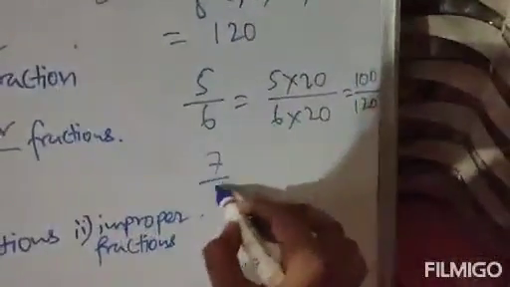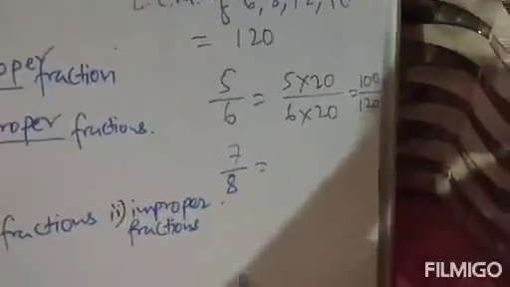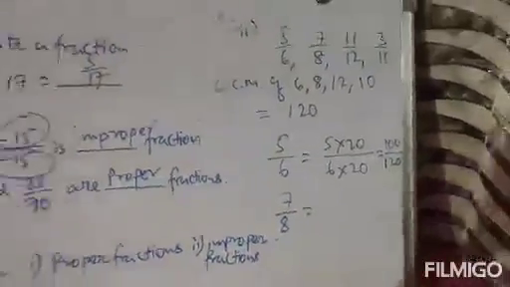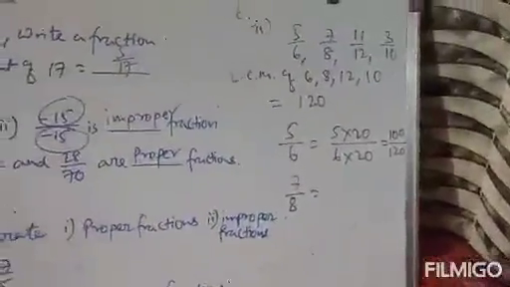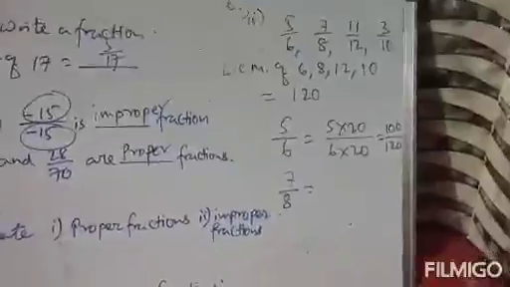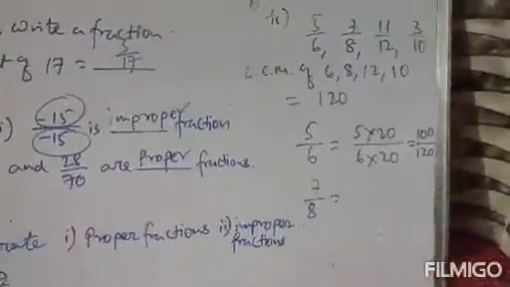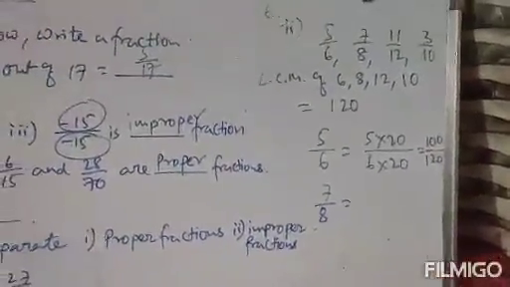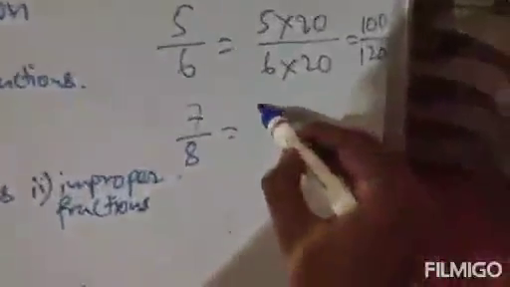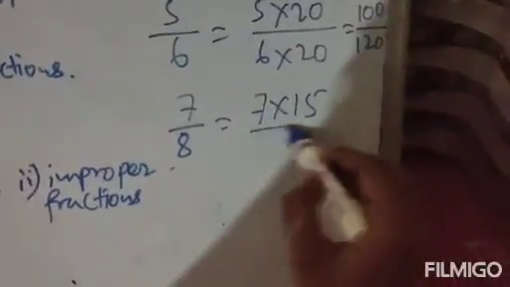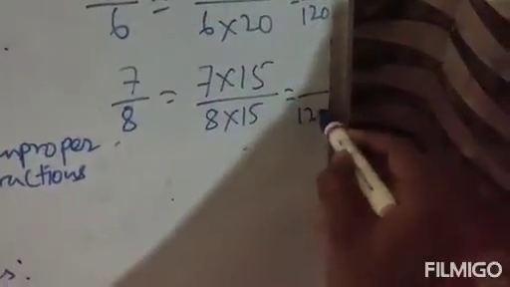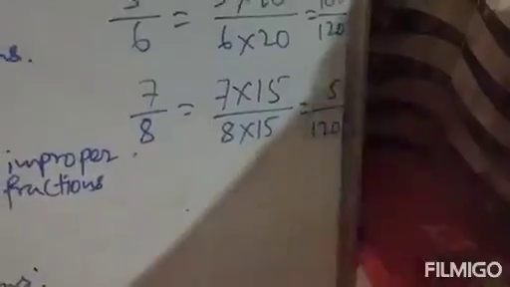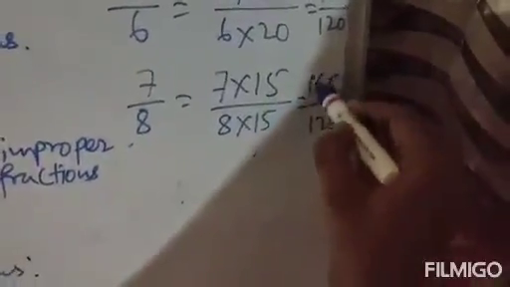So in the same way, the next fraction is 7 by 8. Now we will divide the LCM by this denominator, that is we will divide 120 by 8. The quotient will be 15. Now multiply the quotient with the numerator and denominator. Clear? So you will multiply 15 with 7 and also with 8. So 8 into 15 is 120, and 7 5s are 35, carry 3, 7 1s are 7 and 3 is 10, 105.